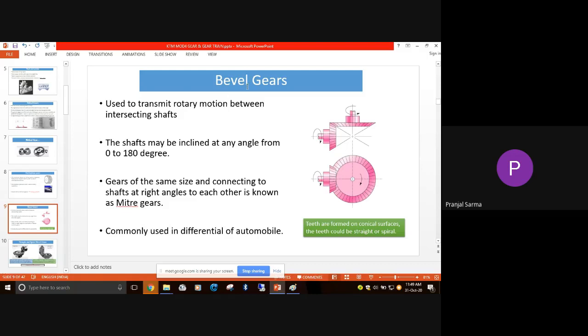We have discussed that in the case of bevel gears, the angle may range from 0 to 180 degrees. But miter gear is a specific case when both the meshing gears are of the same size and the angle is 90 degrees. This bevel gear arrangement or the miter gear is commonly used. You'll see this used in the differential of an automobile.